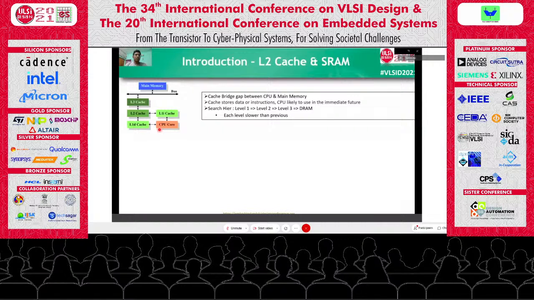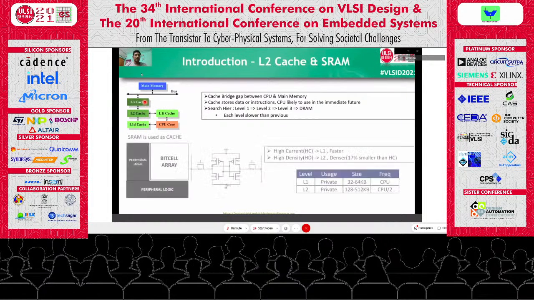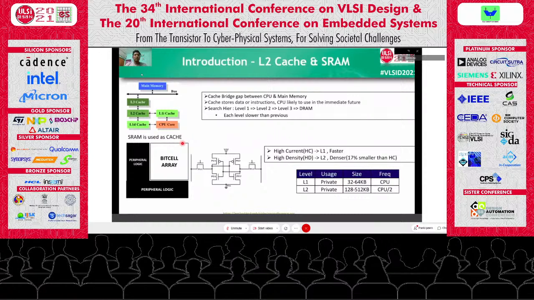So here we have a CPU core. Whenever it needs to access any data from the main memory, instead of accessing it directly from the main memory, which is time consuming, it stores the data in the different cache levels and accesses it. So here L1 is generally the fastest and L3 is the slowest cache. Generally, SRAM is used as the cache because it is the densest storage element in that particular technology.